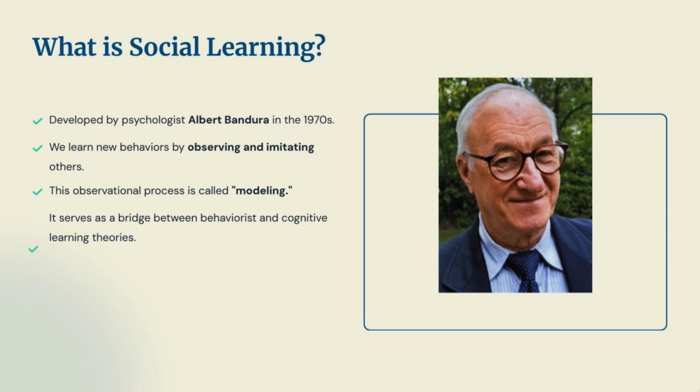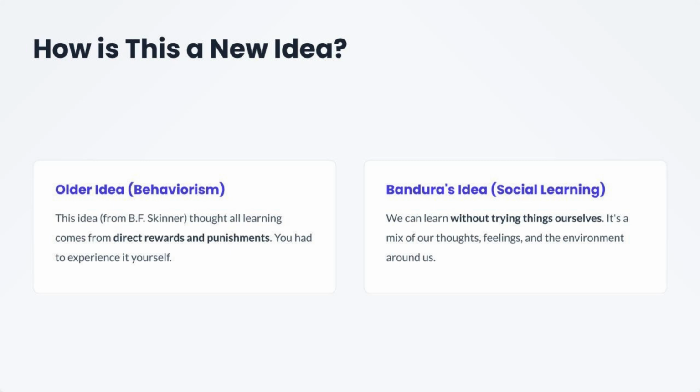This theory is different from older ideas in psychology. Behaviorists like B.F. Skinner thought all learning comes from direct rewards and punishments. But Bandura showed that we can learn without trying things ourselves. We watch others and learn from their successes or mistakes. It's also not just about thinking inside our heads, like cognitive theories say. Social learning mixes the environment around us with our own thoughts and feelings.